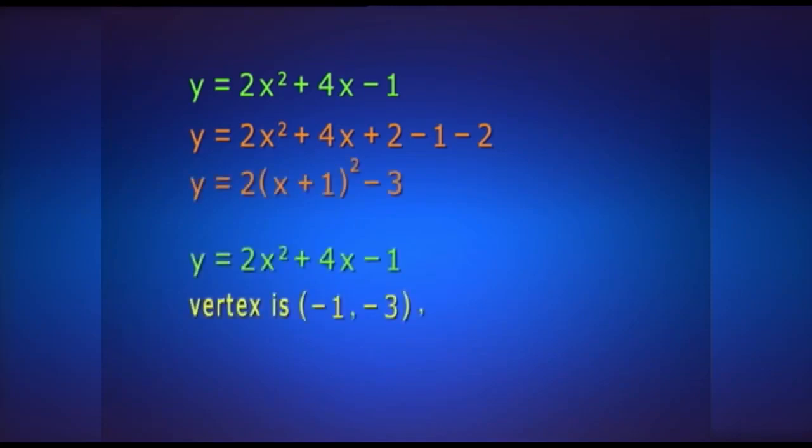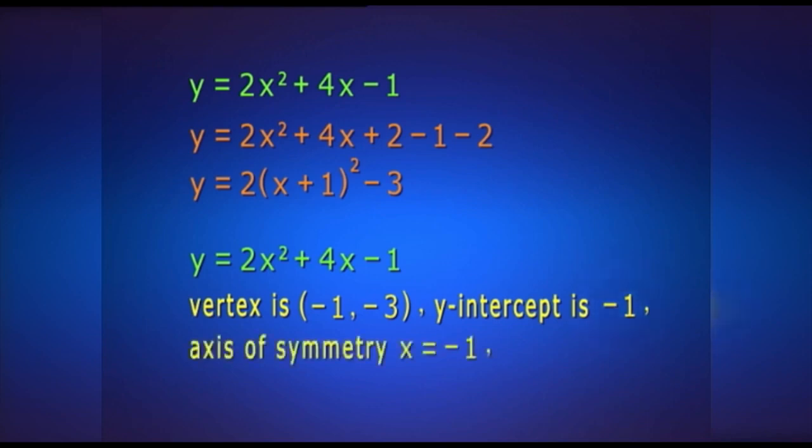The vertex is (-1, -3). The y-intercept is -1. The axis of symmetry is x equals -1. The minimum value is -3.